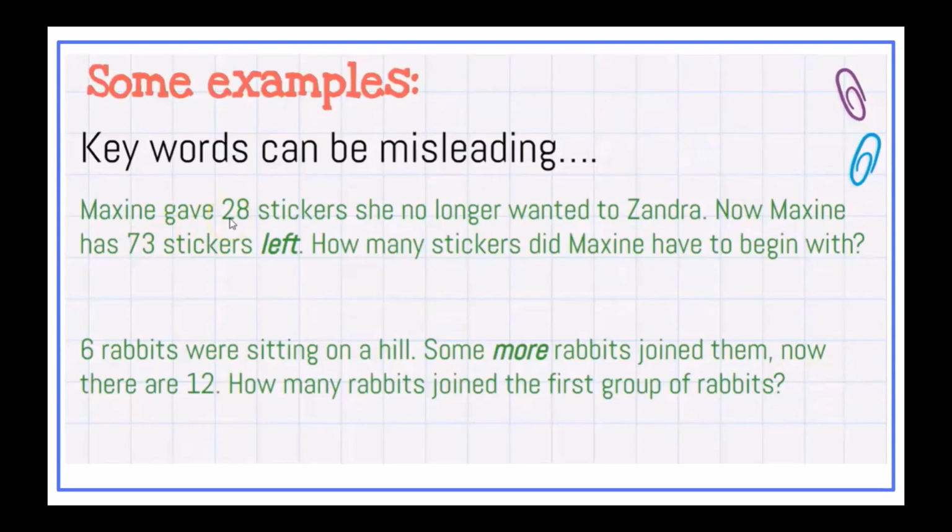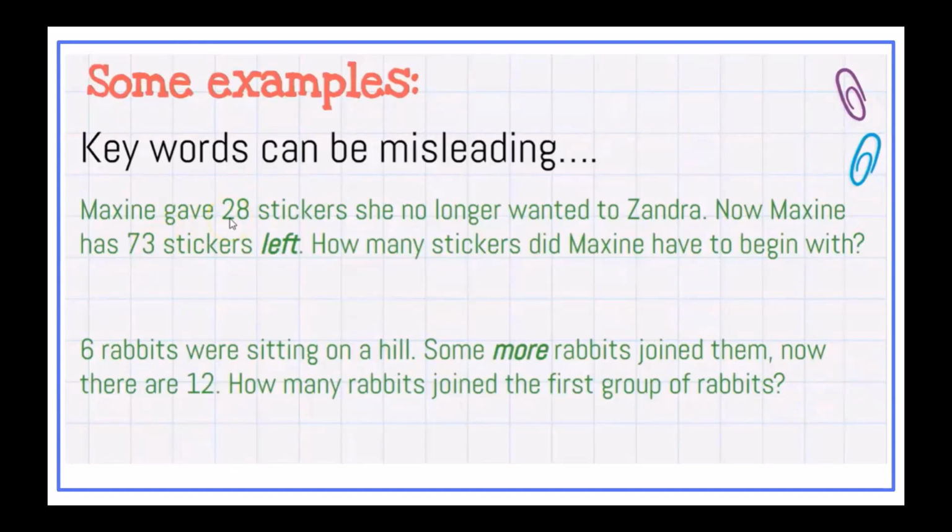You can see in this first problem, it says, Maxine gave 28 stickers she no longer wanted to Zandria. Now Maxine has 73 stickers left. How many stickers did Maxine have to begin with? When students see the word left, they think they need to subtract. If that is the case, then they'll subtract 73 minus 28. But that is not what's happening in the problem. We're being asked to find how many stickers did Maxine have to begin with, which means students will need to add 28 and 73 to find the answer.